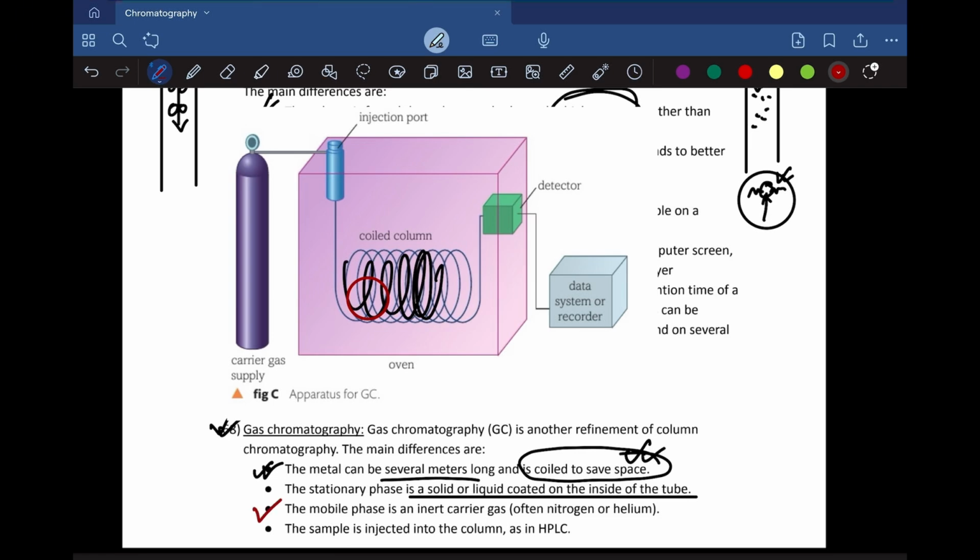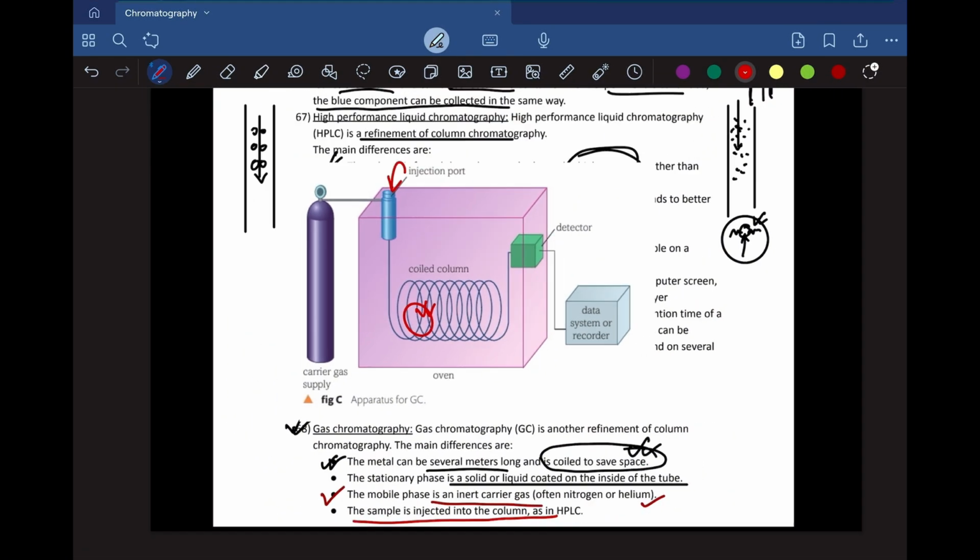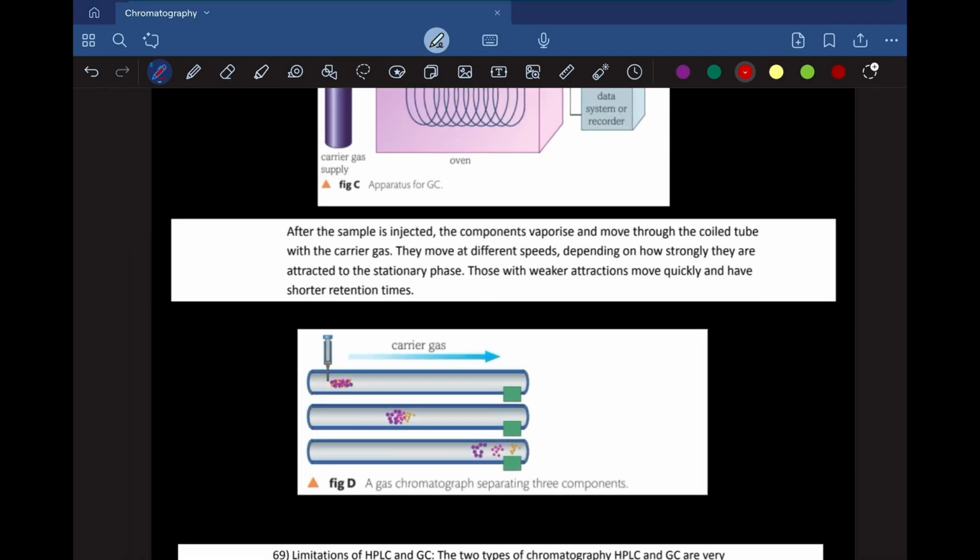The mobile phase will be an inert carrier gas such as nitrogen or helium. The mobile phase will move through this coil, and there will be a solid or liquid that will be our stationary phase. The stationary phase will not move; the gas will move. The sample of the mixture will be injected into the column. Let's say this is the injection port, and the sample will be injected right here. You can see an example right here.